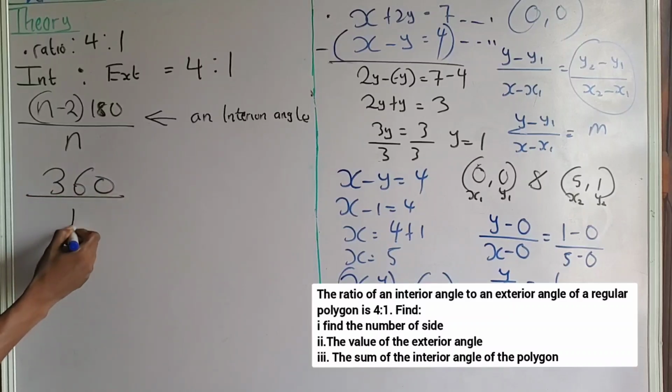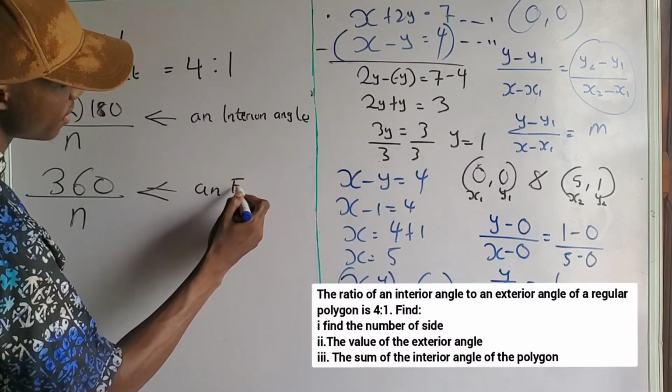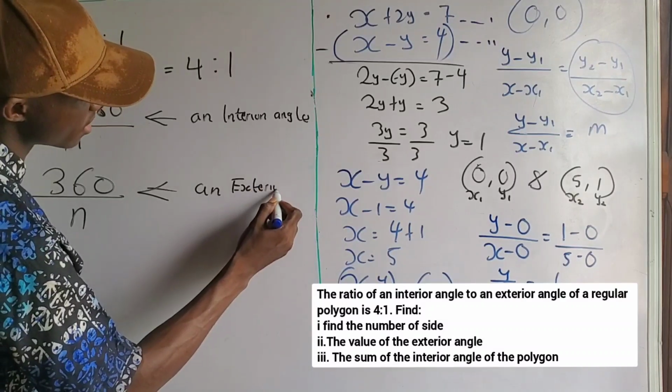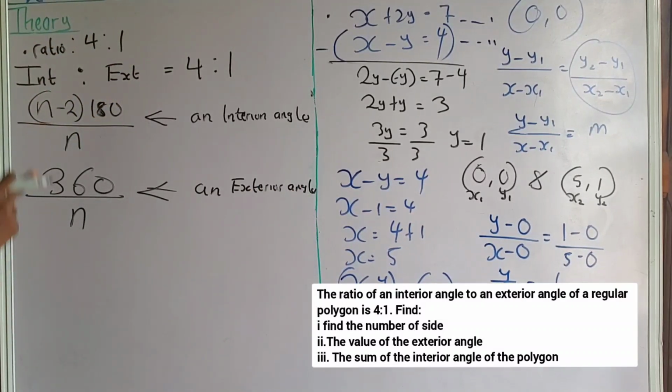360 all over the number of sides. So this is an exterior angle of a regular polygon. That is a single exterior angle of a regular polygon. Now, we are told that the ratio of this to this is 4:1. We are now asked to find the number of sides.